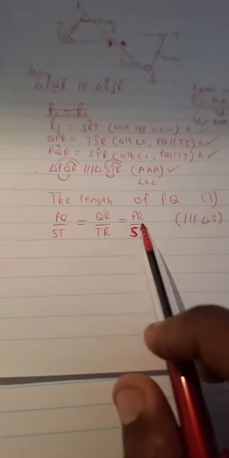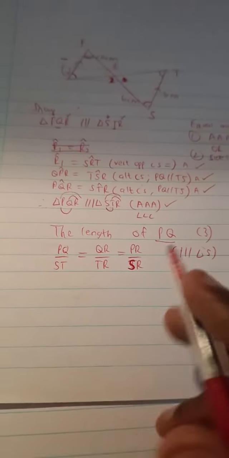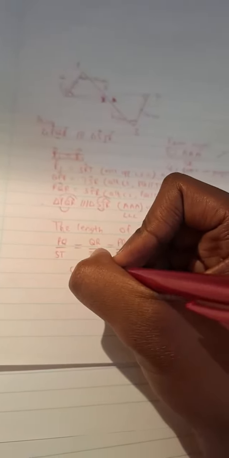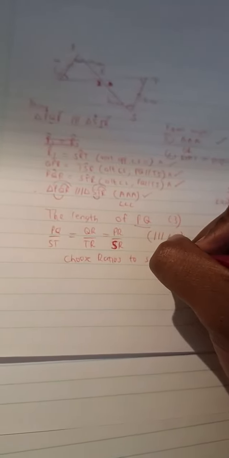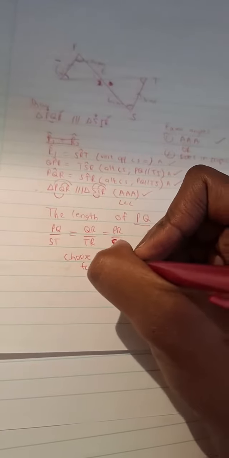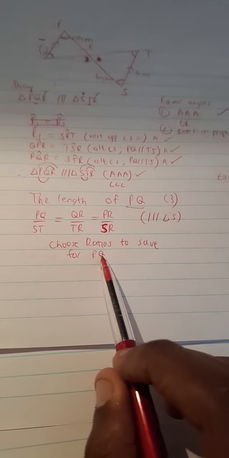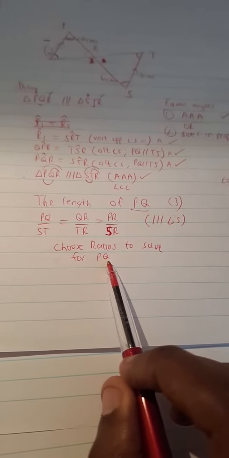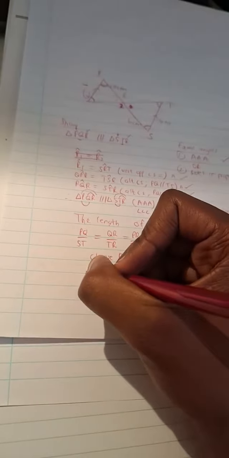Okay. Now, what do I want? The length of PQ. Now I am interested to take two. I'm going to choose two ratios to solve for PQ. Obviously, my priority ratio will be the one that has PQ. So for instance, PQ over ST. I'm going to take PQ over ST, no doubt.